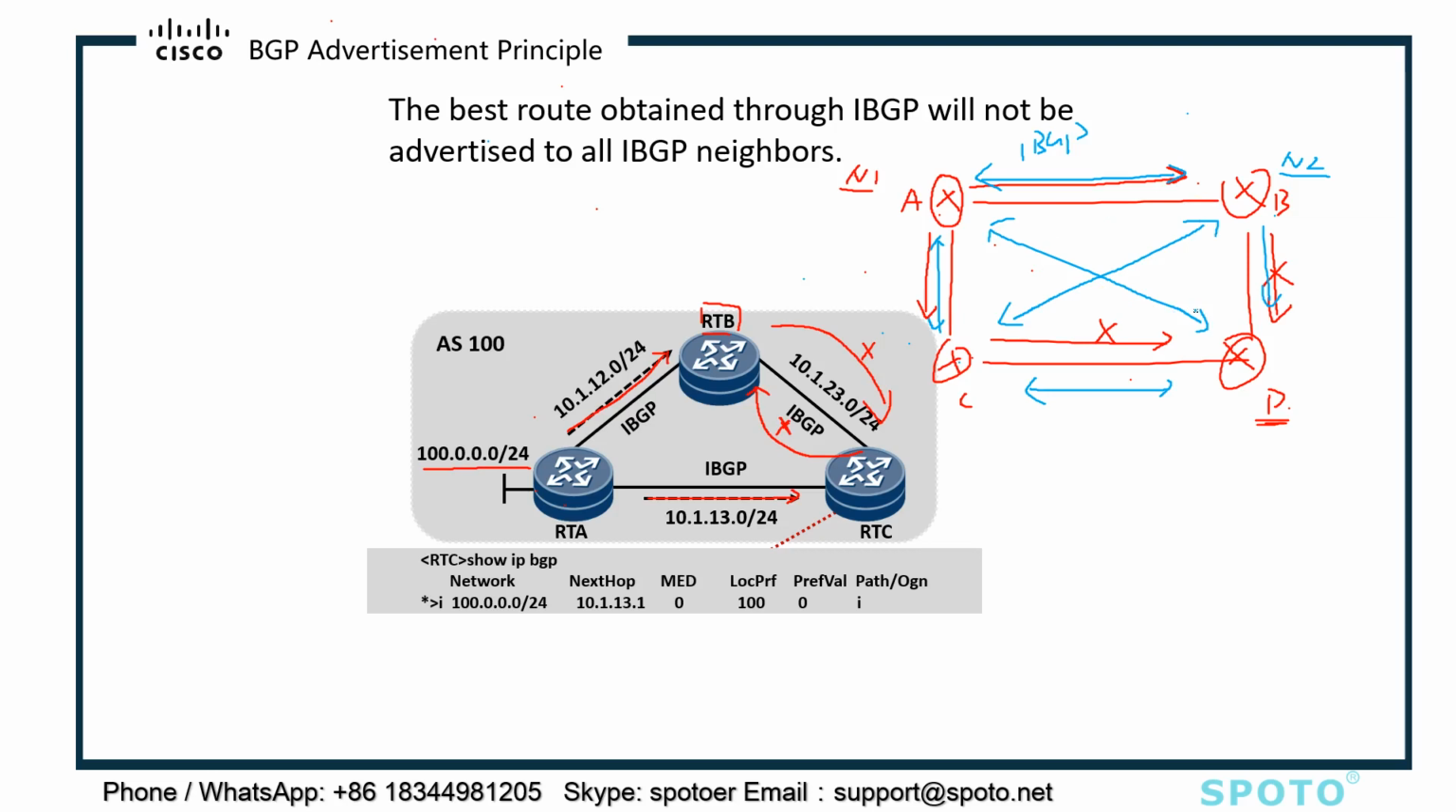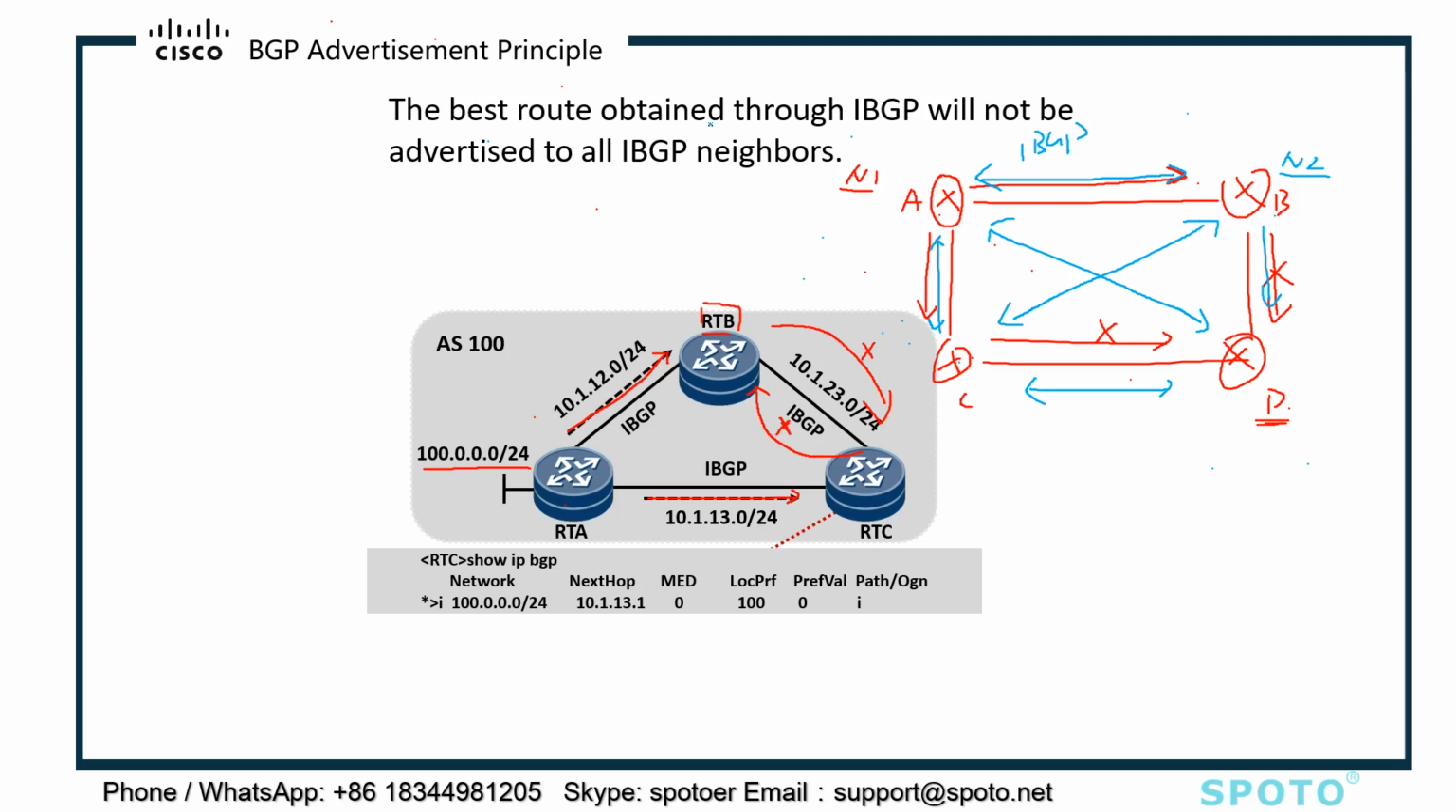In this situation, we have a large number of BGP neighbor relationships, and we know that we can use the route reflector to solve this problem. So we will learn it in our SPOTO's next sharing class. Okay, so in this class, we just talk about the advertisement principle. You need to know why we have this principle, and that we need to use the full mesh to solve these problems. Okay, so this is about the third advertisement principle.